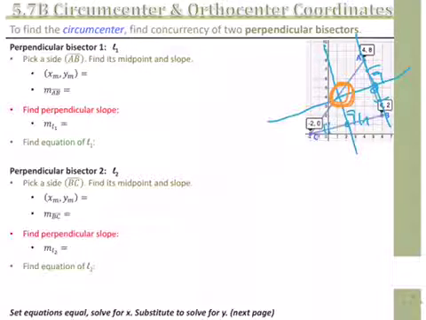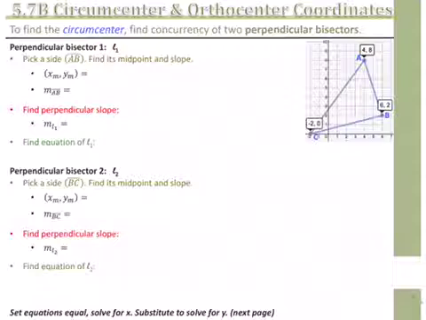Meaning we can't just look at the graph and say, oh, that's 1, 4, because no, it isn't. This triangle isn't right, so it's not on the triangle. And the algebraic way of doing it is the most precise. So let's think about what it actually takes to find the perpendicular bisectors here.